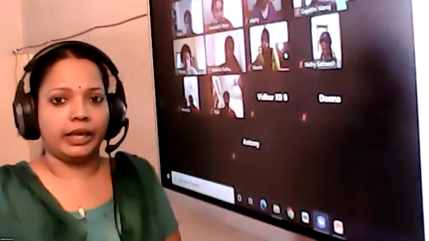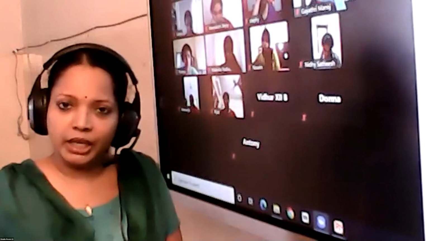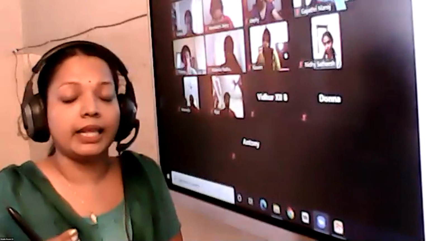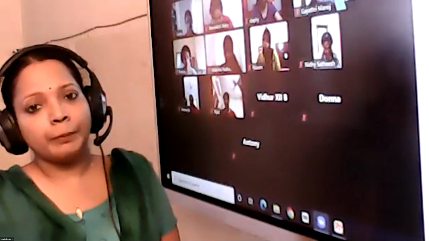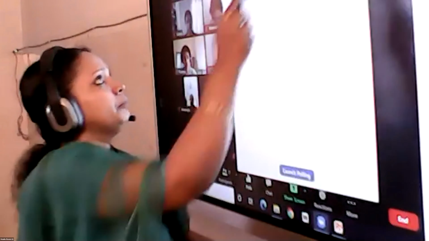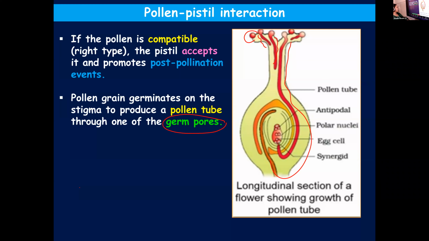If these pores are not there, the grain is covered entirely by exine. As I told you, exine is a very resistant material, so it's not that easy for the pollen tube to germinate through this thick layer. So in order to facilitate the germination and growth of the pollen tube, there are some openings or gaps in the exine layer through which the pollen tube can germinate. Those pores or openings are known as germ pores. The pollen grain germinates on the stigma and produces a pollen tube through one of the germ pores.